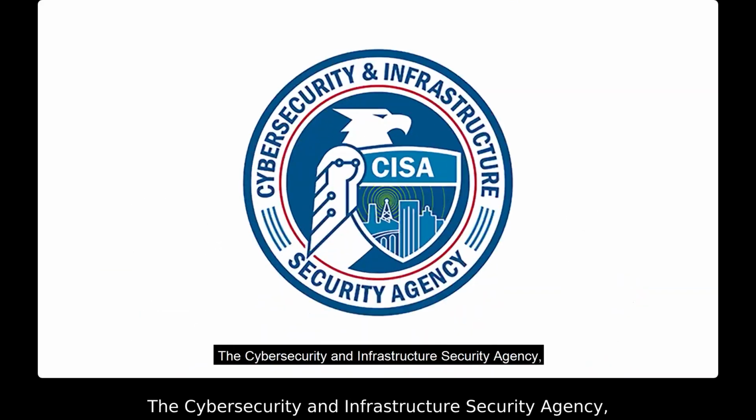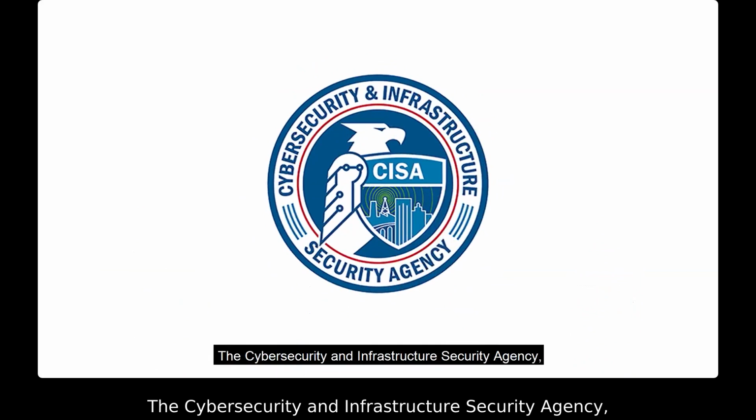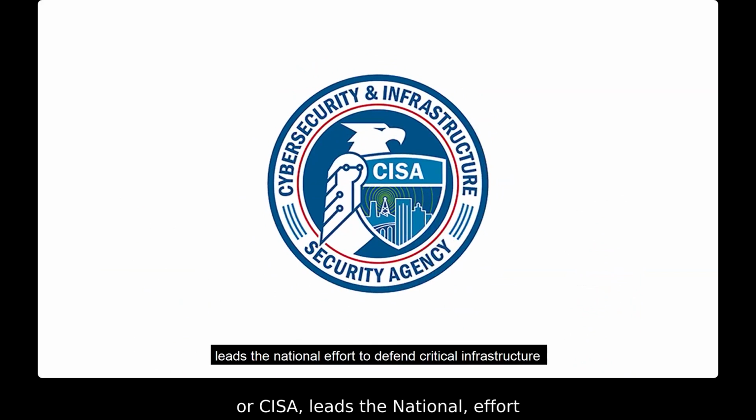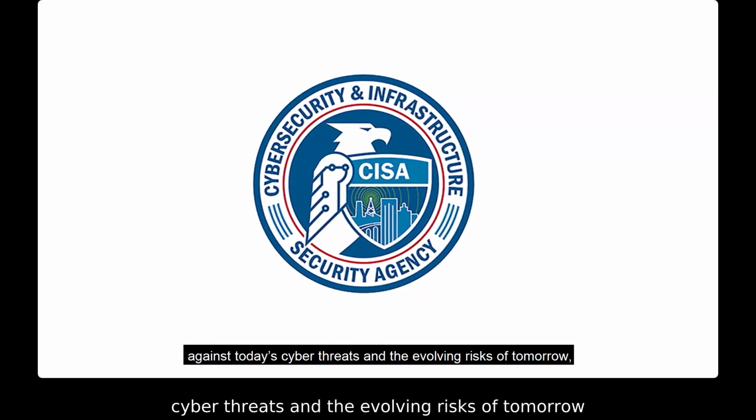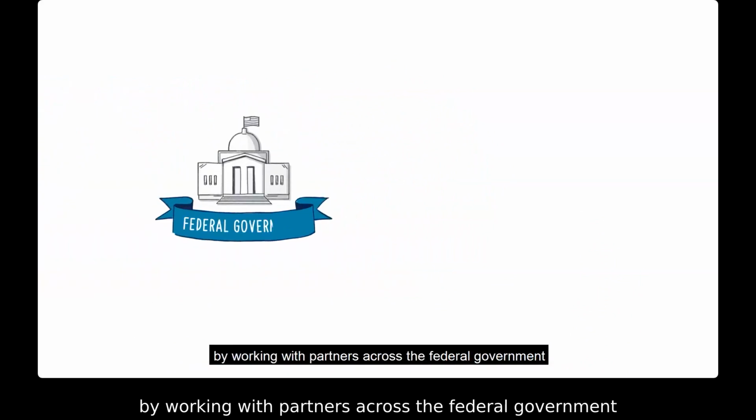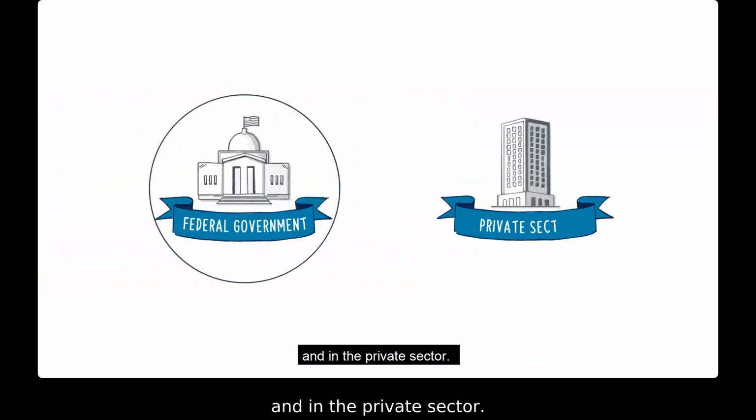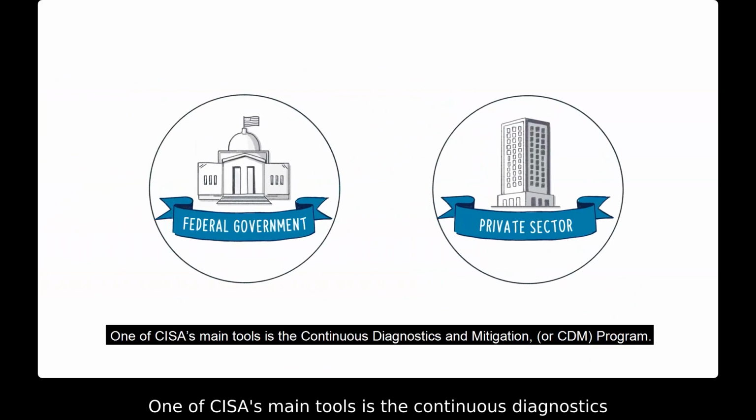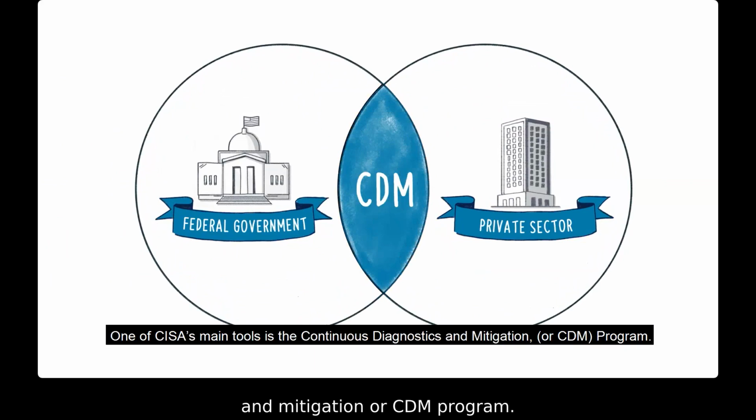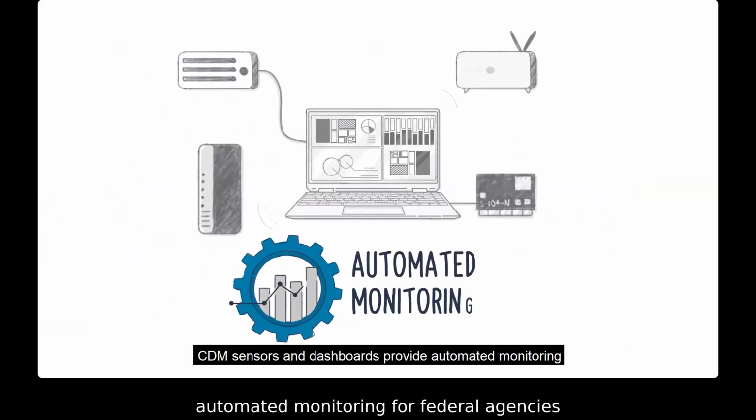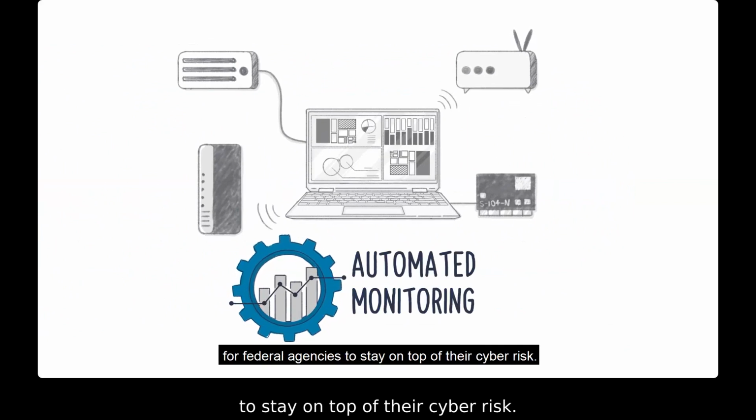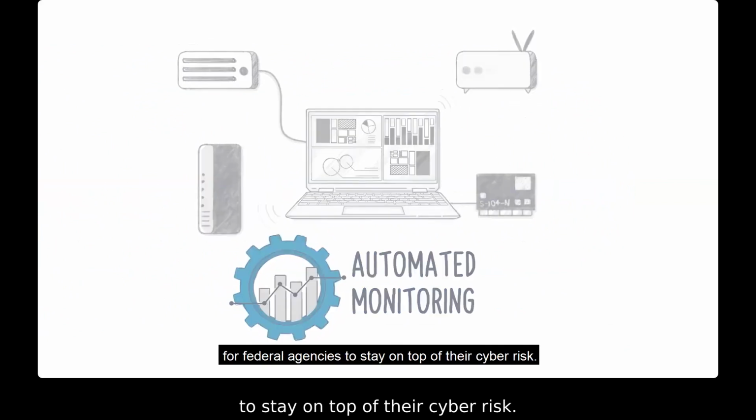The Cybersecurity and Infrastructure Security Agency, or CISA, leads the national effort to defend critical infrastructure against today's cyber threats and the evolving risks of tomorrow. By working with partners across the federal government and in the private sector, one of CISA's main tools is the Continuous Diagnostics and Mitigation, or CDM program. CDM sensors and dashboards provide automated monitoring for federal agencies to stay on top of their cyber risk.